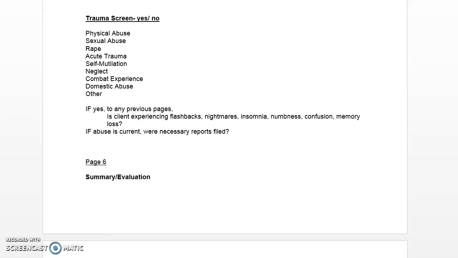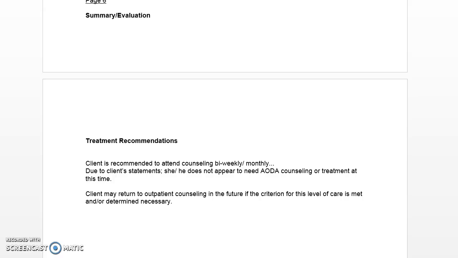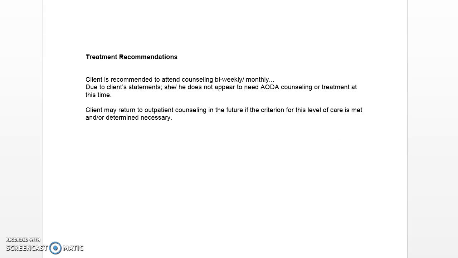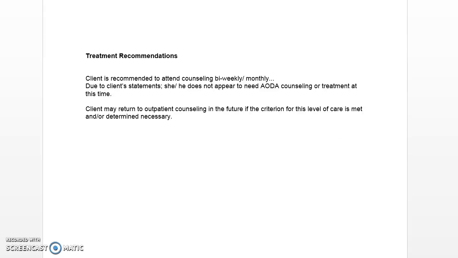The summary and evaluation is a summary. This should be several paragraphs of what you have found during your assessment. And then the final section is treatment recommendations. So what you foresee for the client, what is going to help them be successful in maintaining sobriety. Again, this should be at least 2 paragraphs, if not more.